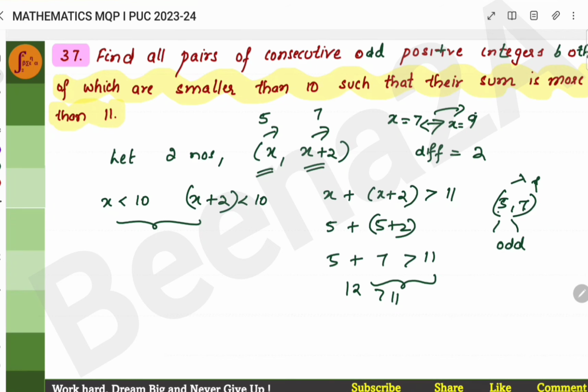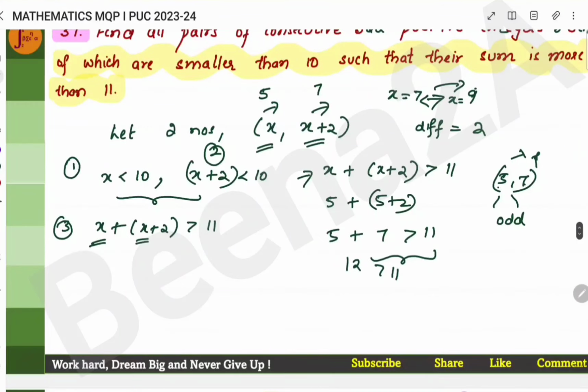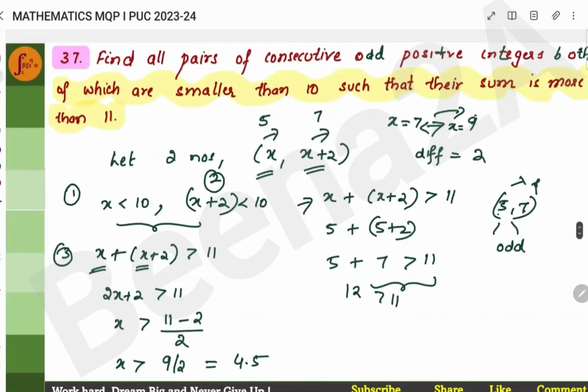Now, how do we solve this? We'll put all the inequalities. This is one inequality. This is second inequality. And this is third. Third inequality is x plus x plus 2 is greater than 11. Now we have to find the value of x. If you solve, this will be 2x plus 2 greater than 11, which means x is greater than 11 minus 2 by 2. That is x greater than 9 by 2. What is 9 by 2? It's 4.5. Now these are integers. Integers means it will be complete numbers. There will be no decimal. Integers means no decimal, right?